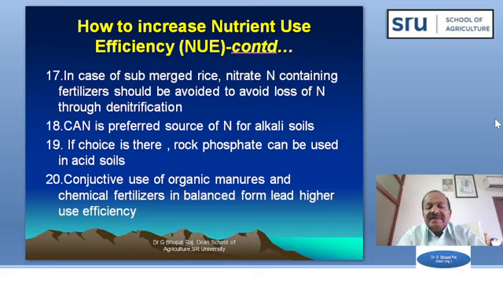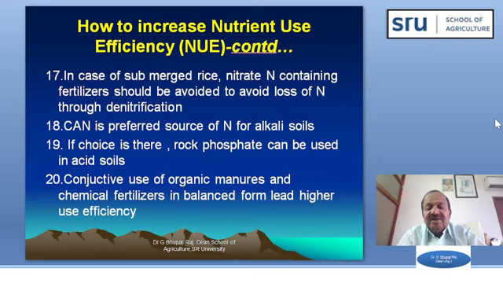In submerged soil, where the rice crop is submerged, nitrate nitrogen containing fertilizers should be avoided to prevent the loss of nitrogen through denitrification. Denitrification losses will be more in flood conditions, so we have to avoid nitrate nitrogen containing fertilizers. Calcium ammonium nitrate is the preferred source of nitrogen for alkali soils. If there is a choice, rock phosphate can be used in acid soils.